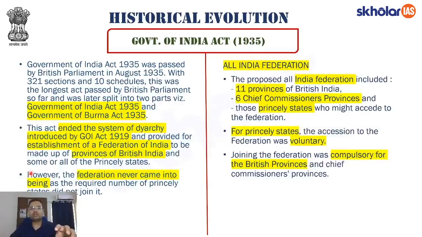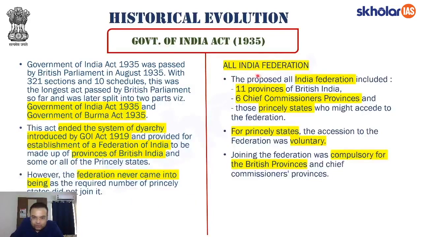That on one hand, the Government of India Act 1935 gave the idea of federation. It said that there will be two levels of government. It said that the idea would be that one level of government cannot interfere in the subjects of the second level of government. But on the other hand, this federation never came into being as the required number of princely states who were supposed to join never joined it.